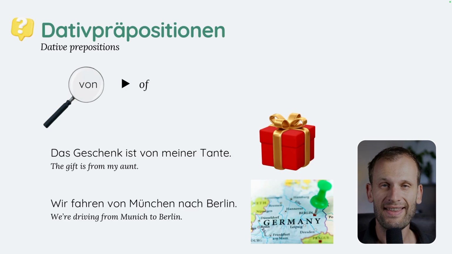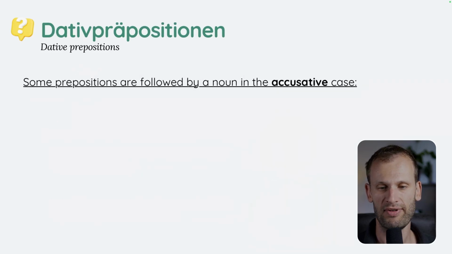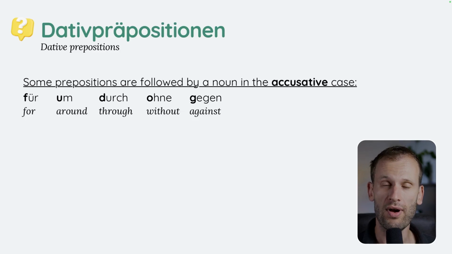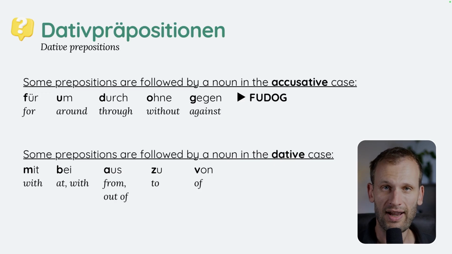So don't forget that not all prepositions take the dative case. We also have these super important prepositions with the accusative case. Für, durch, ohne, gegen. They are the famous foo dog prepositions. Foo dog doesn't mean anything. It's just a funny way of remembering the accusative prepositions. But today we've covered these dative prepositions. And there's a third category of prepositions that will take either case, sometimes accusative, sometimes dative. They are called the Wechselpräpositionen, and we can have a video on them very soon.